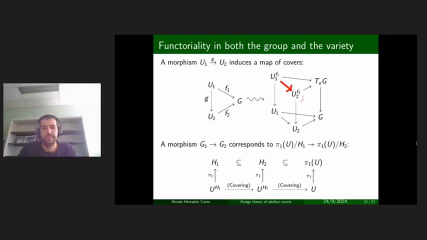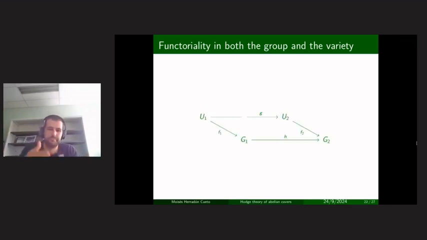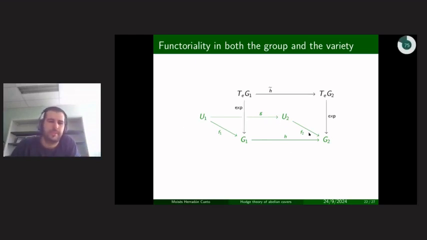And you could just put both of these together into a picture where you change the variety and the group at the same time, like in this diagram that I'm about to draw. So say we have two groups, two varieties, one map between the groups, a map from either variety to its corresponding group, and some maps connecting them. So you construct for each of the groups their universal covering spaces, which you can think of as the tangent spaces at the identity.